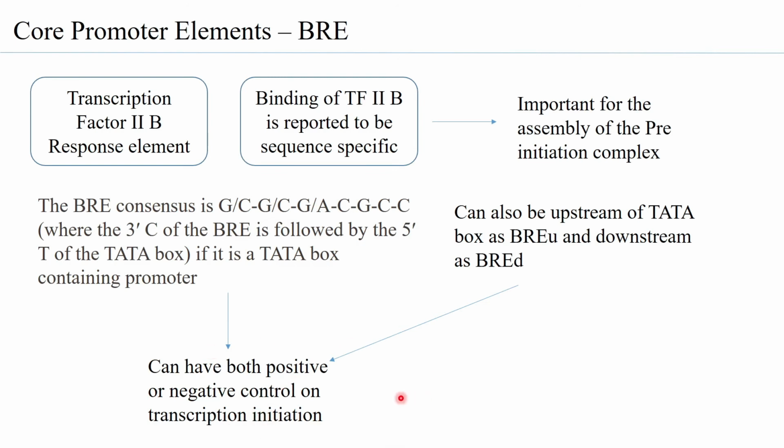And a part of this has been attributed to the fact that if you have promoters having BREU and BRED, then the consensus sequences of these two are different. Therefore, the binding with which the transcription machinery binds may differ based on the consensus sequence, and thereby you may have a positive or a negative control of the transcription initiation. But the point to be noted here is that BRE has a role to play in the control of transcription regulation.